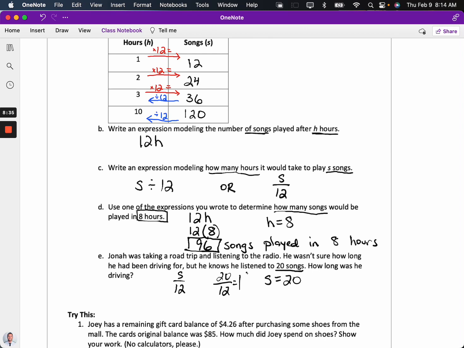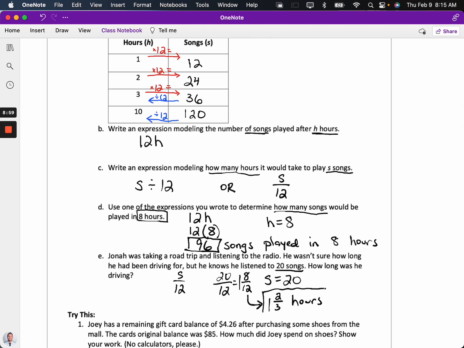So it's 1 and 8/12, which if I simplify it, sorry, I ran out of room there. 8 and 12 are both divisible by 4. So when I simplify it, I'm going to get 1 and 2/3 hours. Right, 1 and 2/3 hours.